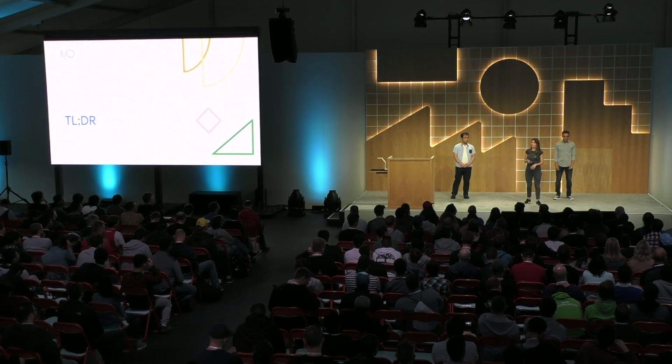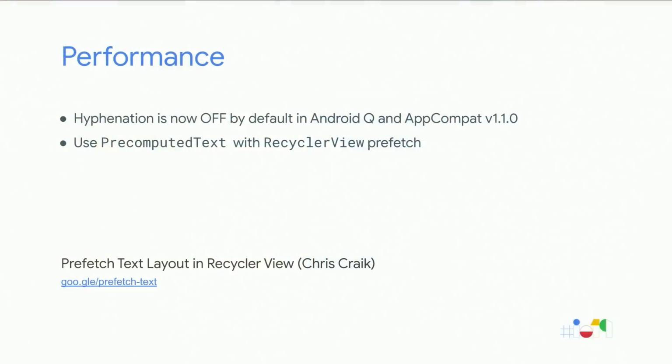We covered so many fantastic things with text in this talk, but let's see what are some of the key things we should remember. First, in terms of performance, keep in mind that the hyphenation is now turned off by default in Android Q and AppCompat 1.1. So if you need it, enable it. And also, you should use PrecomputedText with RecyclerView prefetch.